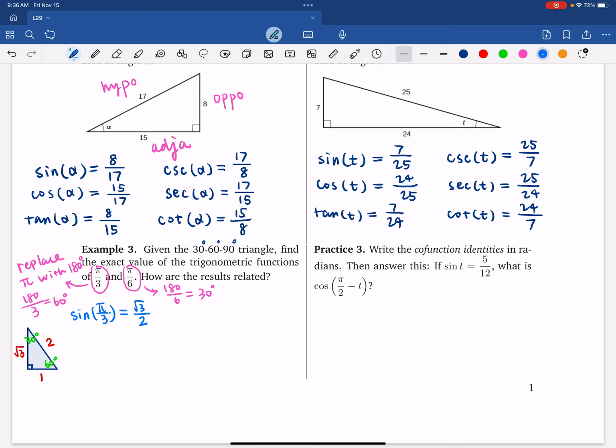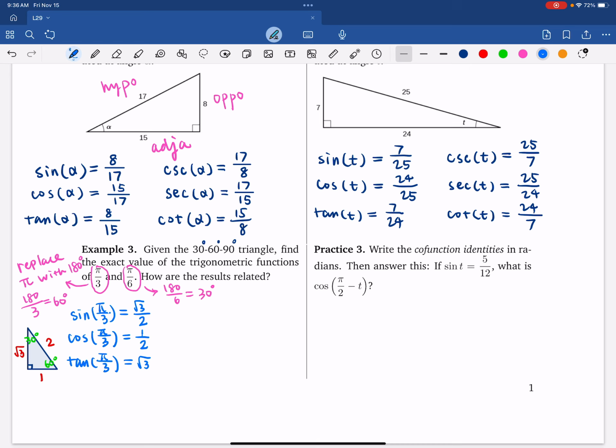And then we have cosine of pi over 3. And again, we're looking at 60 degrees. Cosine, SOHCAHTOA, cosine is adjacent divided by hypotenuse. So in this case, it will be 1 over 2. And then tangent of pi over 3 is opposite divided by adjacent. So that will be radical 3 divided by 1, which is radical 3. Okay? And then we have the reciprocals, right?